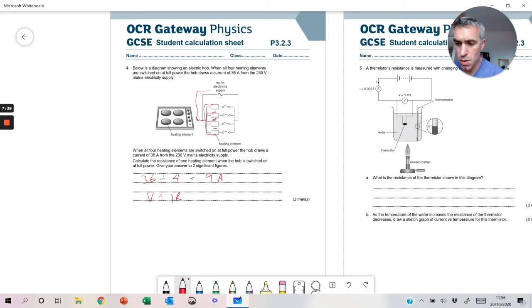Remember, as I said with the previous question, in a parallel circuit you get the same potential difference across each branch. So this branch gets 230 volts, this branch gets 230, this one gets 230, and this one gets 230. So we do V over I, and it equals R. So 230 over 9 gives us, we round up to 26 ohms. I think that's right. 3 marks.